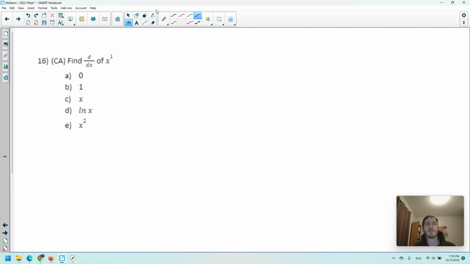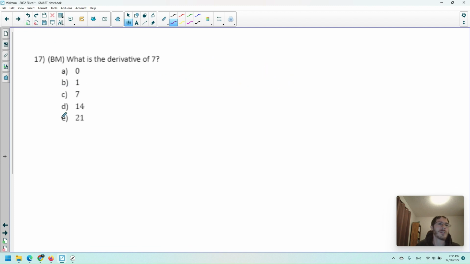For 16, find the derivative of x to the first power. This is an easy one to overthink. It's just x. Find the derivative of x. We could use the power rule if we want. Bring the 1 out front. 1 minus 1 is 0. We're just going to get 1. For 17, we have to find the derivative of 7. The derivative of all constants is 0.